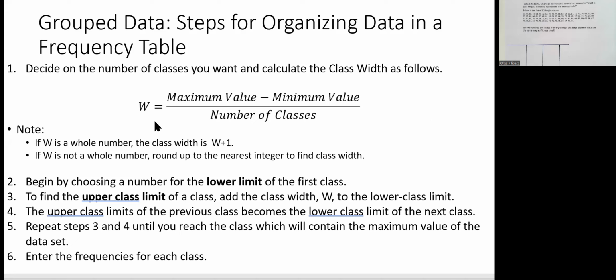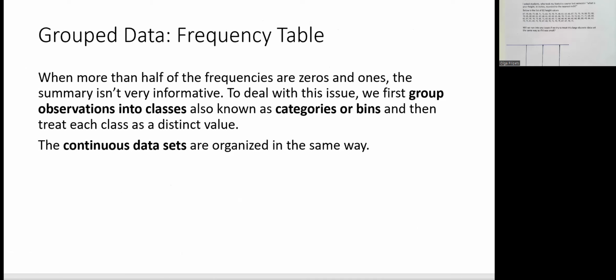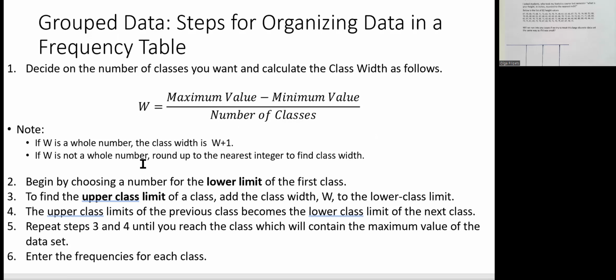All right, so the next step is to figure out your class width. By the way, those classes are also called bins. There's another name for them: categories, or groups. Now, we need to find a group width, or bin width, or class width, denoted by W.